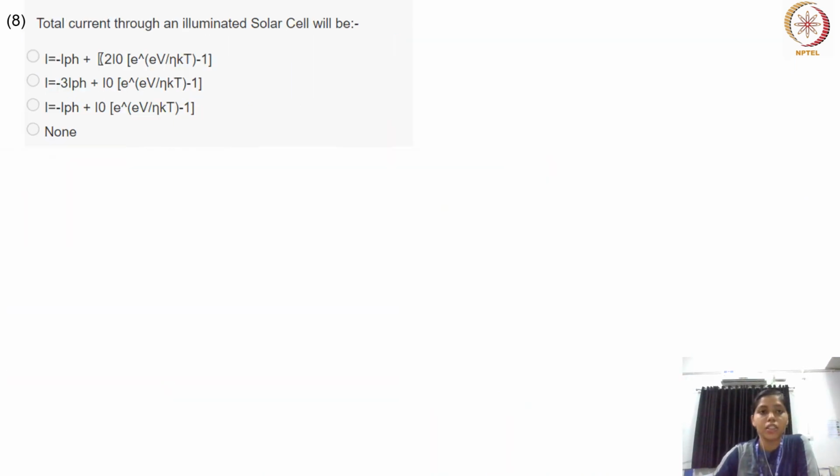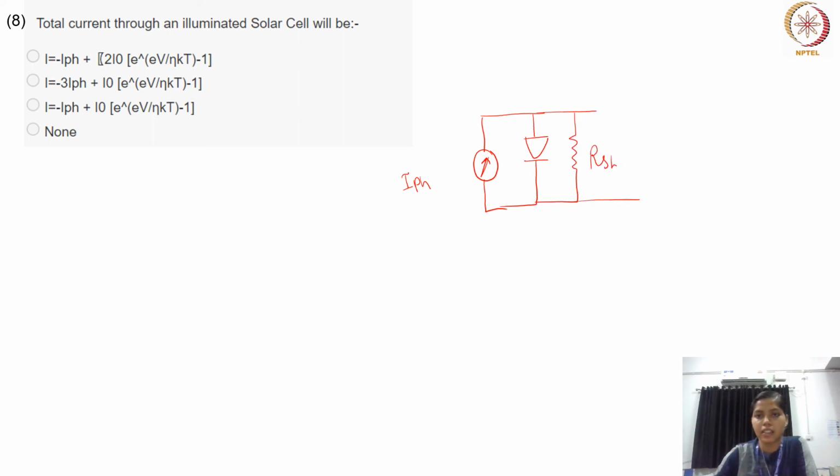So it is asking you that the total current through an illuminated solar cell will be what value? So we have already seen the equivalent circuit of a solar cell, and there we know that it is connected through a light generated or the photo generated current source, and also the diode here, and in here we have this shunt resistance, that is RSH, and the series resistance, that is our RS. So plus minus will be the voltage here.